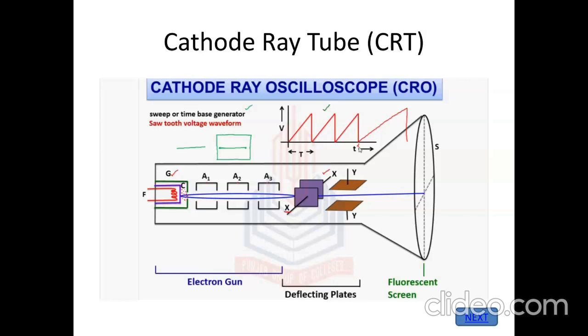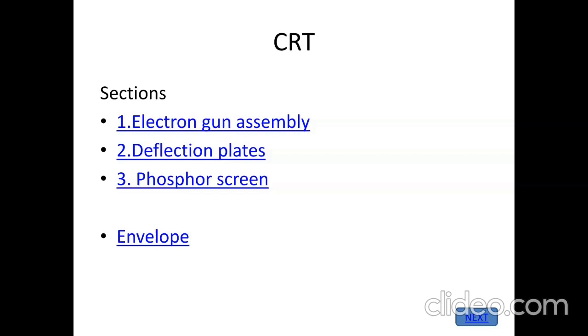Then X and Y are my deflection plates. I want my beam to be perfect on the screen, so these deflection plates are very much useful. And S is nothing but your fluorescent screen, where I am going to have my output. What I want means which exact output I want.